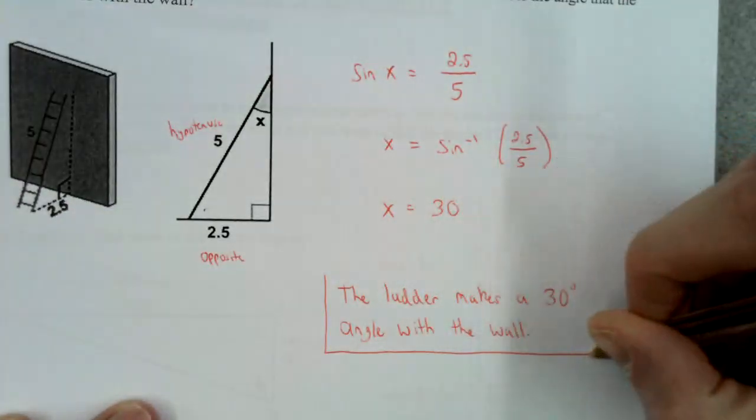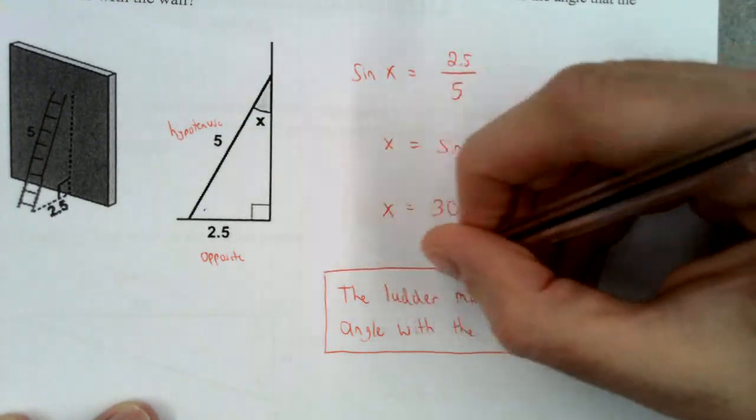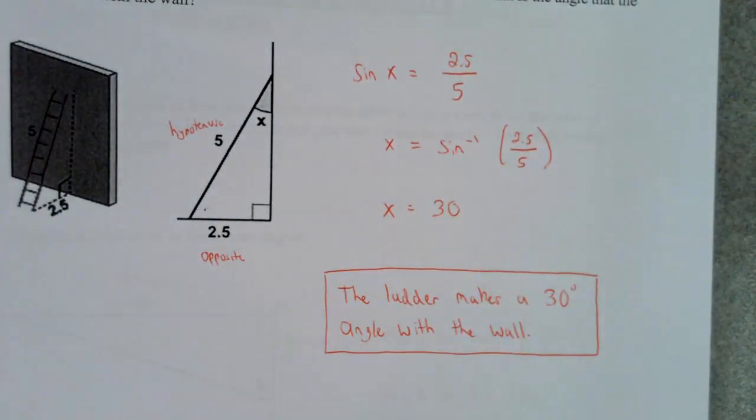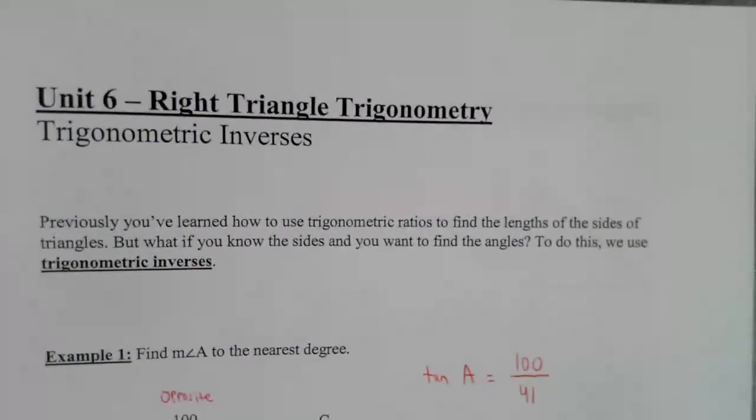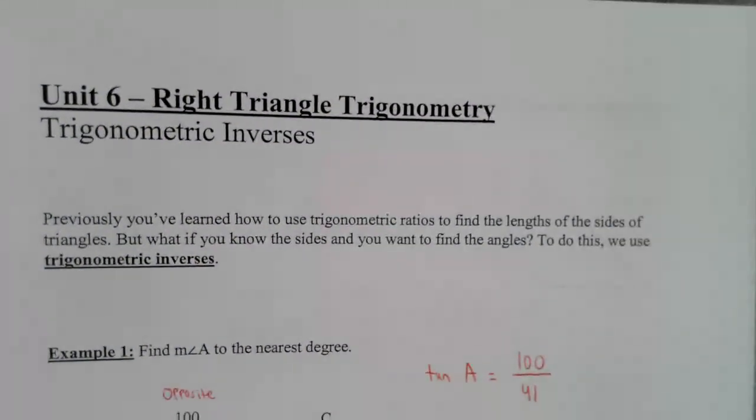The other thing I could ask you is what angle does the ladder make with the ground? And it would be 60 because all the angles add up to 180. Or you could do that out too using cosine. Okay. That's the end of that lesson. That lesson was called Trigonometric Inverses. That's what you use when you want to solve for the missing angles in a right triangle.